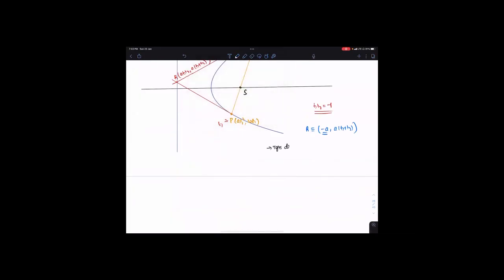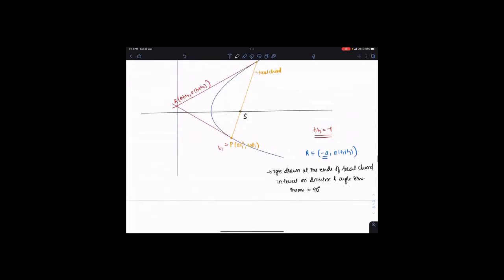Tangents drawn at the ends of a focal chord intersect on the directrix, and also the angle between them will be 90 degrees. That also you have to keep in mind.